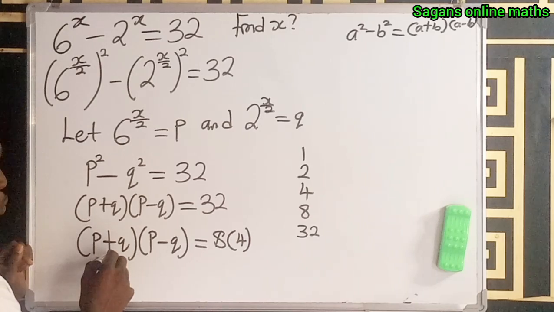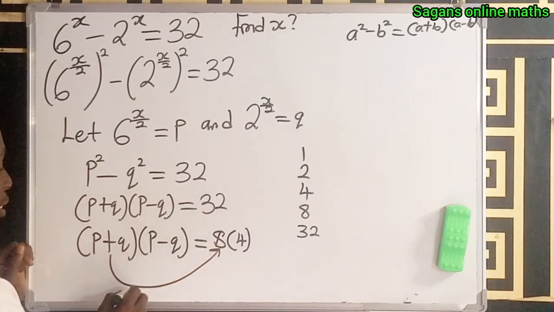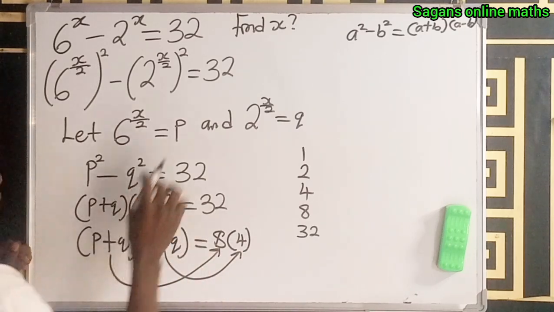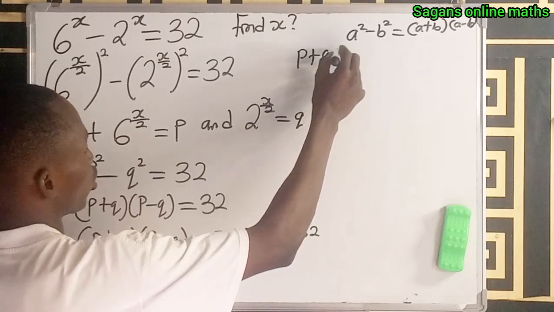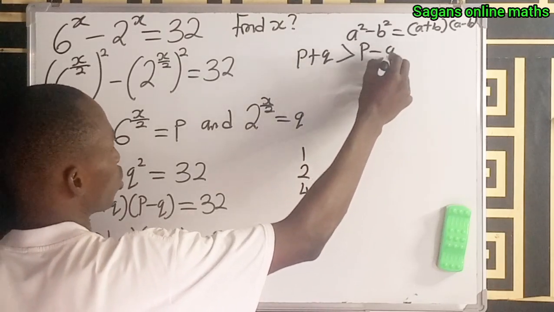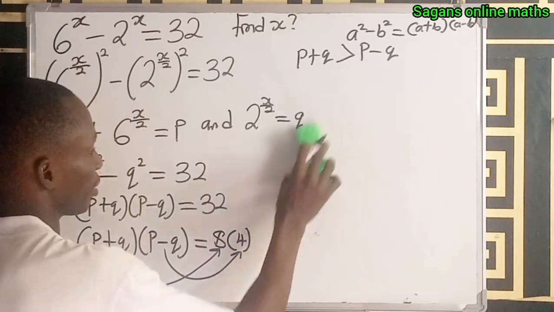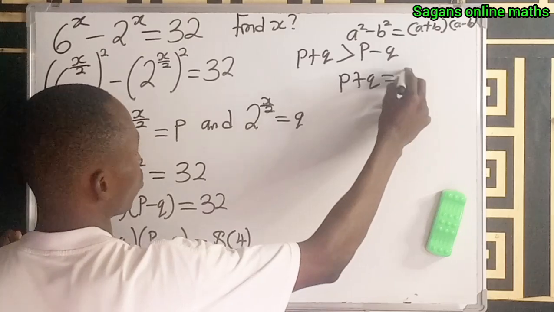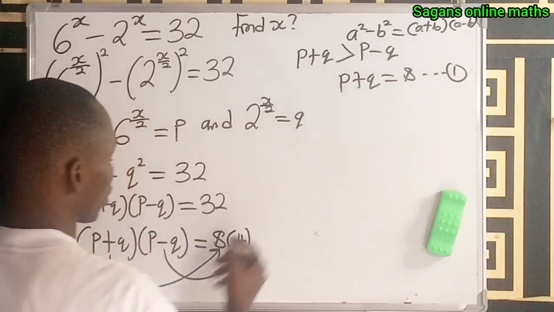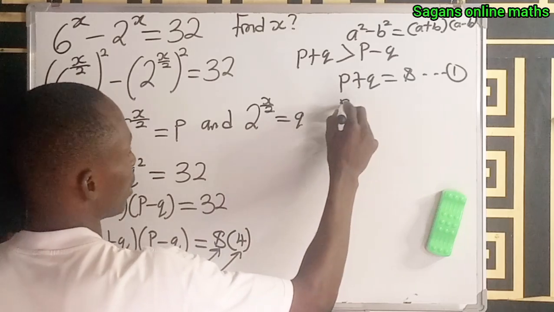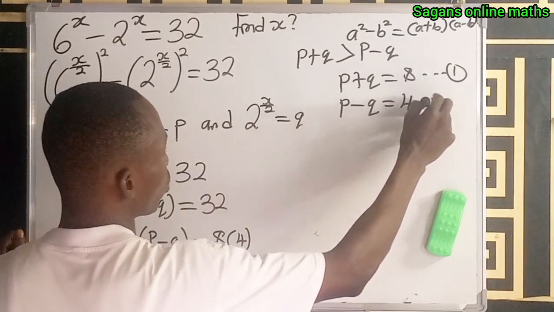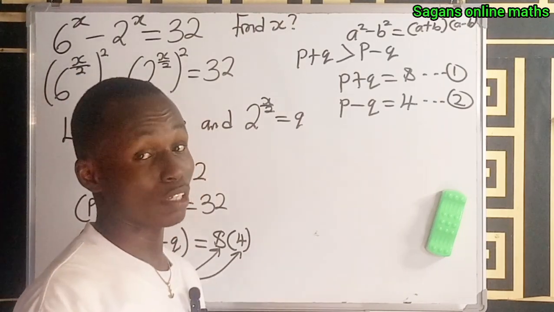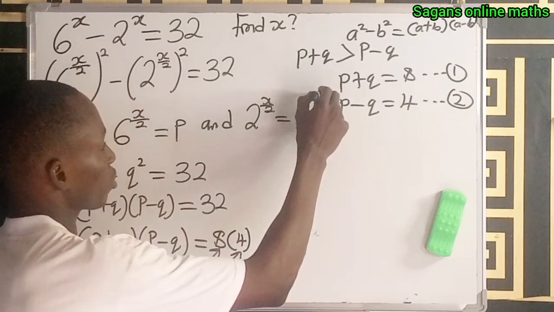Now by equating our left hand side with our right hand side, you can know that p plus q must be greater than p minus q. Take note of that, it is very, very important. So 8 is greater than 4. So you can see that p plus q is equal to 8. I can call this equation 1 because we are having simultaneous equations, and p minus q is equal to 4. You can also call this equation 2. Let's use our elimination method of solving simultaneous equations so that this question can be very simple and smart. Let's use our subtraction sign here.